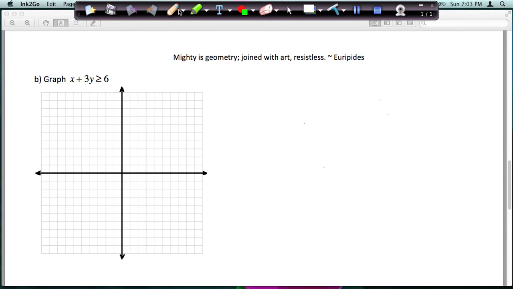Okay, let's do another example. You should try and pause this and graph this inequality yourself and then come back and check your answer. Okay, so there's many different ways that you could graph this inequality.